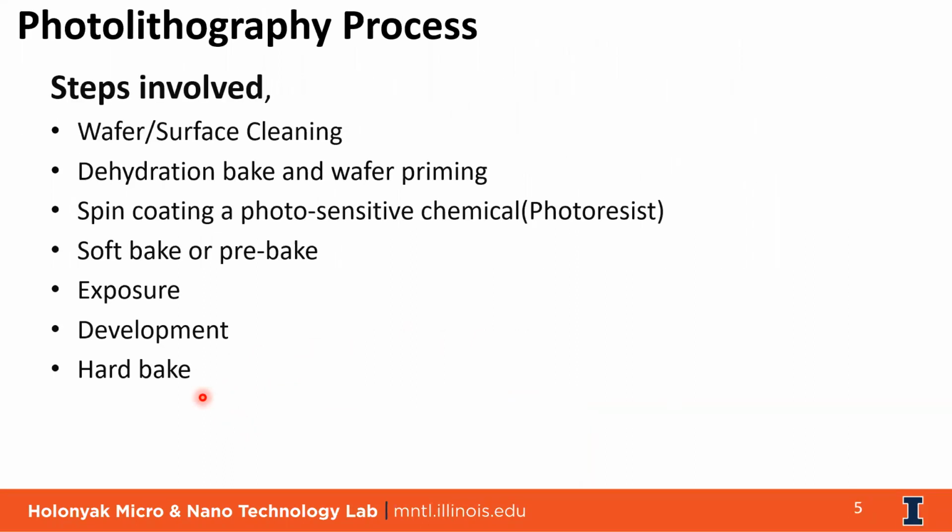So photolithography involves many steps. These are the steps which we generally use. It starts with wafer cleaning or surface cleaning, the dehydration bake and wafer priming, spin coating of the photosensitive chemical, which is photoresist, then soft or pre-bake. Then we expose using either a mask aligner or a direct writing system. Then we develop it to remove the photoresist from the exposed region. And the last step would be hard bake if you're going for any etching process.